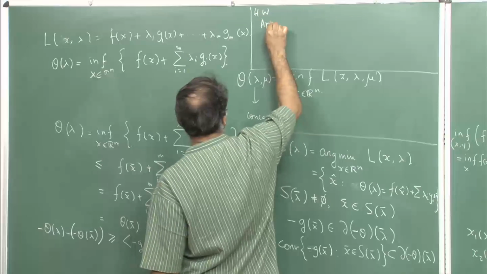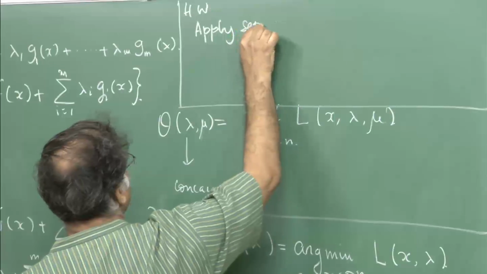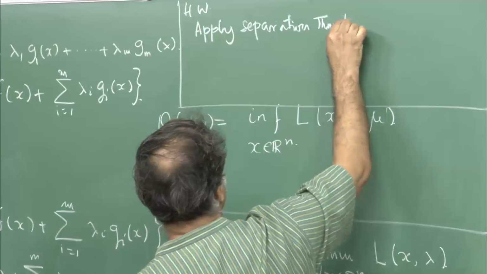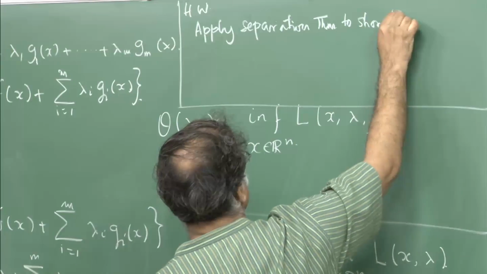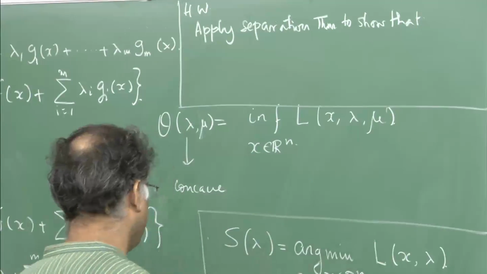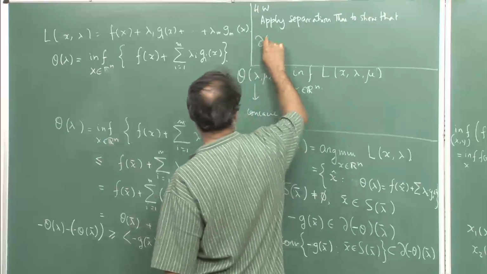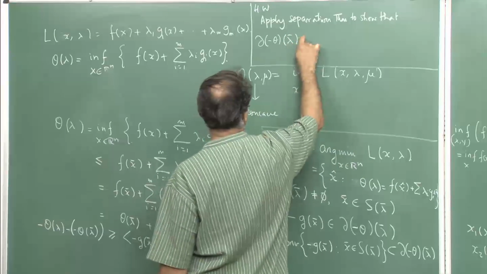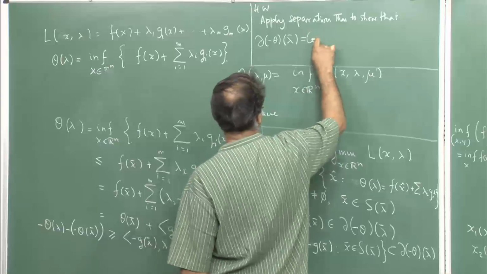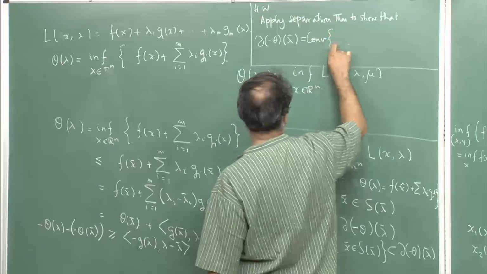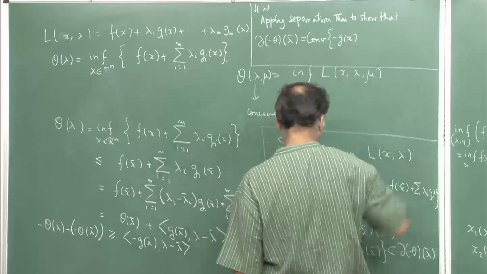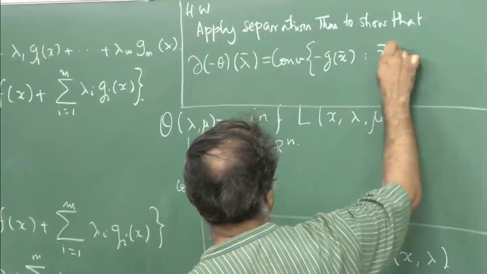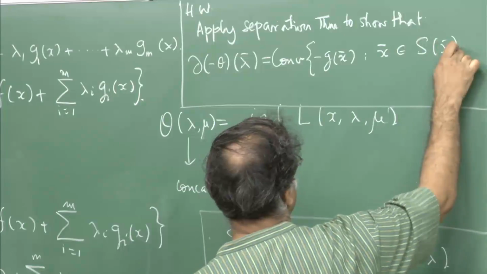Now, apply the separation theorem to show that del of minus theta lambda bar is the convex hull of minus g x bar such that x bar is an element of S of lambda bar.